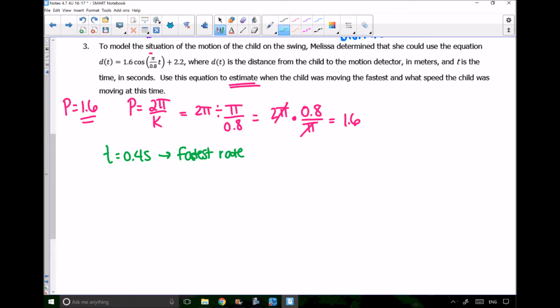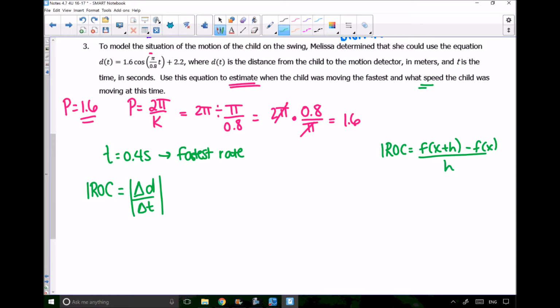But how do I find what her actual speed is? Well, to find it, I need the instantaneous rate of change. And to do that, I need to get the delta D over the delta t, and I want the absolute value because we're still talking about speed. So remember, to find IROC, you need to do f of x plus h minus f of x over h. Well, I want my h to be pretty small because my t value is already small. So I'm going to make my h value 0.001.